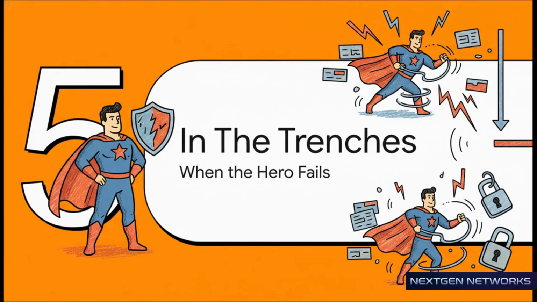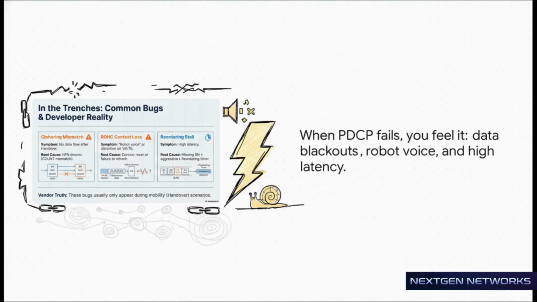Okay, so PDCP is the hero of our story, right? But what happens when the hero fails? Well, the consequences are very, very real, and you've probably felt them. Oh, you've definitely felt this before. That ciphering mismatch when the count value gets out of sync, that can cause a complete data blackout right after a handover. Or how about ROHC context loss? That's what gives you that awful, distorted robot voice on a call. And a reordering stall? Yep, that's the cause of that sudden, infuriating lag. All of these are failures at the PDCP level.